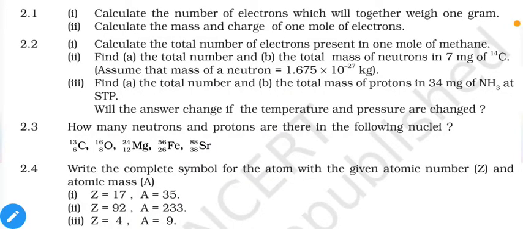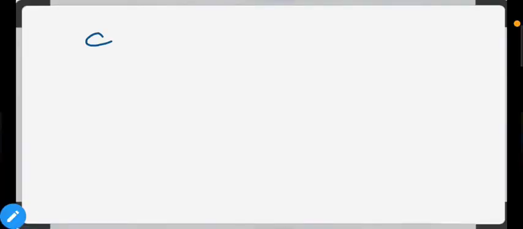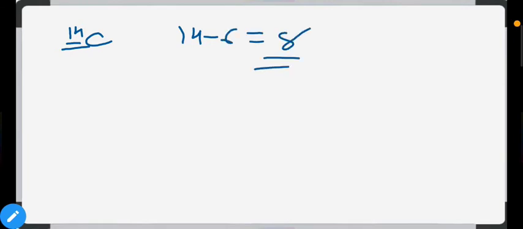Next is find the total number and the total mass of neutrons in 7 milligrams of C14. Assume that the mass of a neutron is 1.675 into 10 raised to minus 27 kilograms. So we have carbon 14 here. That means, as we know, the atomic number of carbon is 6, so it contains 6 protons. Now the total atomic mass is equal to 14, so that means the number of neutrons per 1 carbon atom will be 8. In this case we have 8 neutrons per 1 carbon.